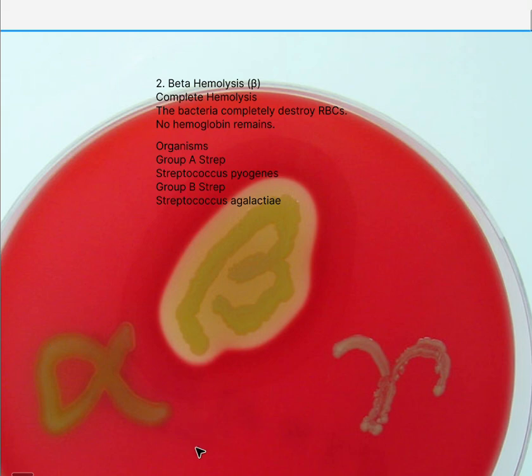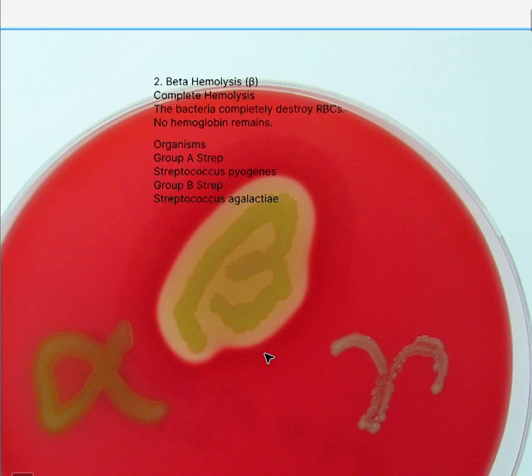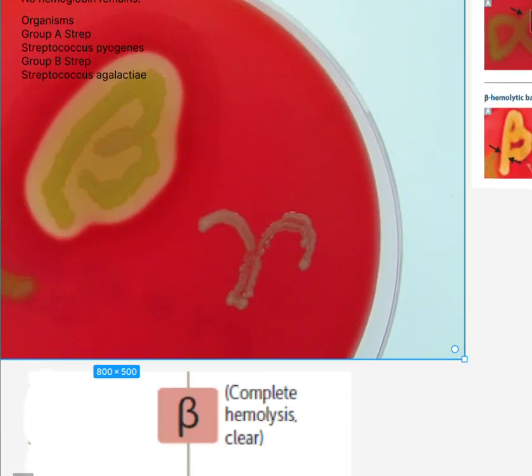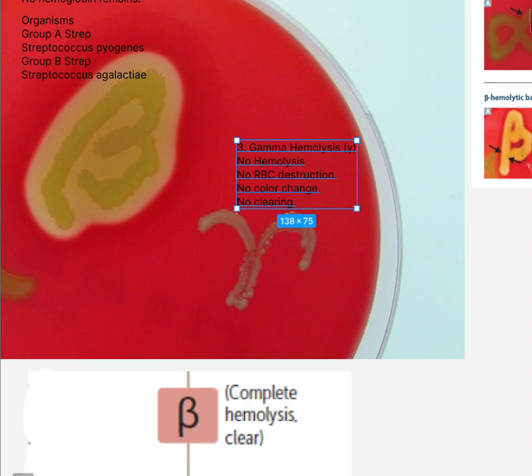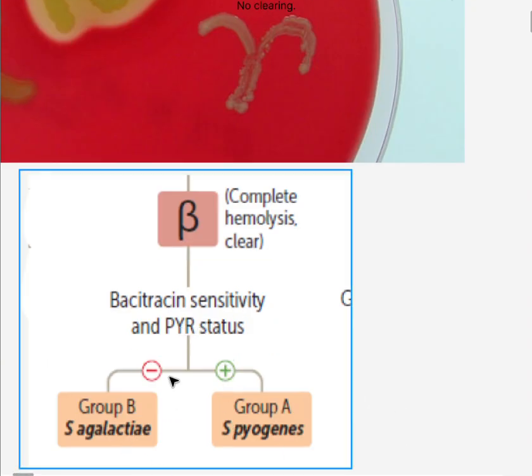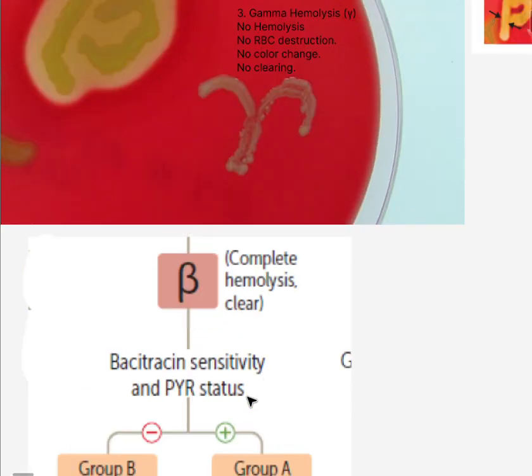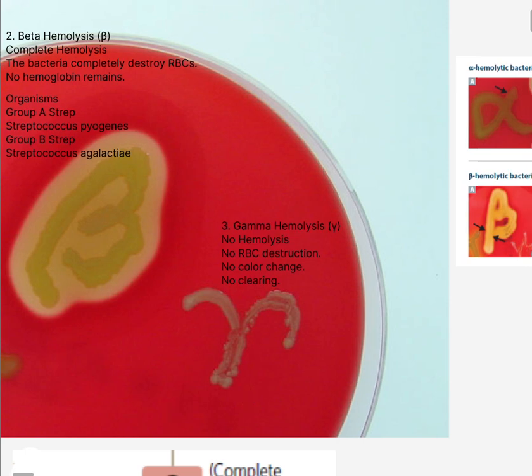Okay. Then we move on to gamma hemolysis. Gamma hemolysis basically means that there is no hemolysis. There is no color change and there is no clearing also. This is seen by some streptococci, but we'll look at it later on also, okay? Some Enterococcus species also do this.